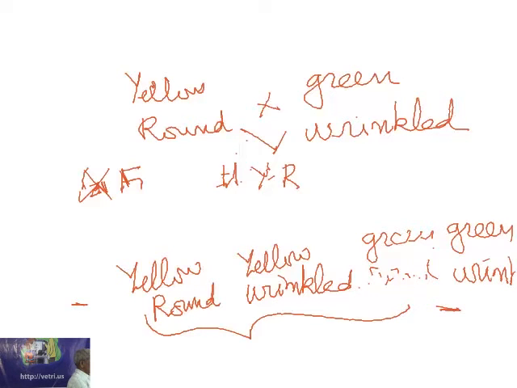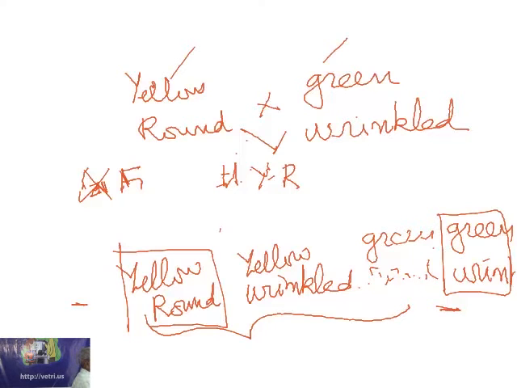Now you see, yellow round and green wrinkled are parental varieties. These two varieties already exist in nature, but these two varieties are produced in nature for the first time. So a recombination will always help in the production of new varieties. You took only two plants, yellow round and green wrinkled, but two more new varieties have been produced in nature because of this hybridization. So hybridization always helps in the mixing of characters.